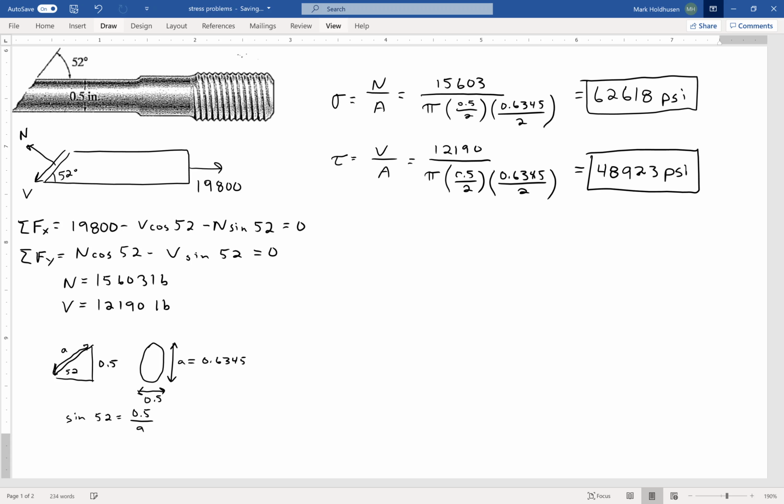So again, same idea. You find the internal loads, here being the normal and the shear force, but again, I have to do that at an angle. You use statics to figure that out. Once you have those, you just divide it by the area. A little bit tricky to find the area of this guy, but again, same sort of process on this one.